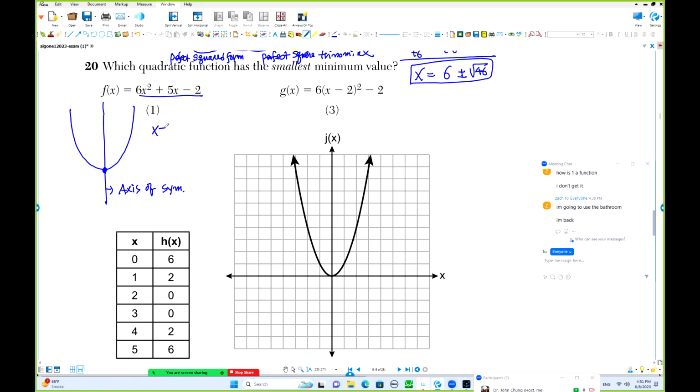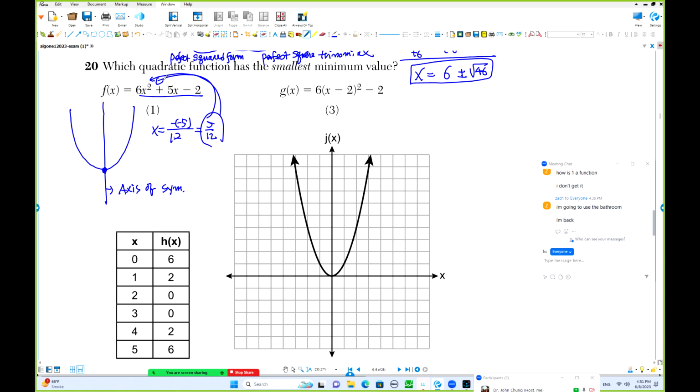But I'm going to use the axis of symmetry because you don't have a calculator there. The axis of symmetry is what? Negative b over 2a. So negative 5 over 2a, that is 12, so it's negative 5 over 12. You can put this number into the function and you'll get the minimum value. But in this case, it takes time, so better use your calculator. Just a few more minutes.